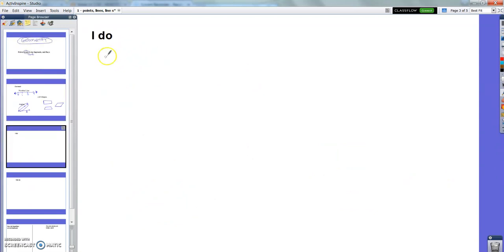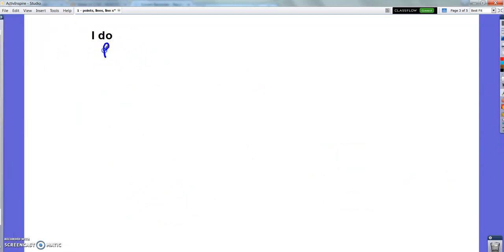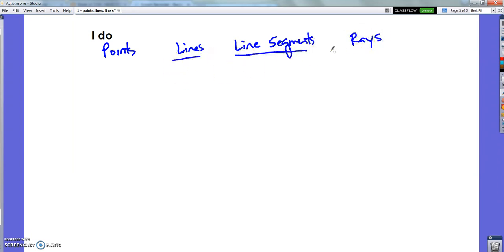All right, so four vocabulary words I want you to get comfortable with today. Points, lines, line segments, and rays. Let me start by just telling you what these are before I make anything out of them. Lines, line segments, and rays.